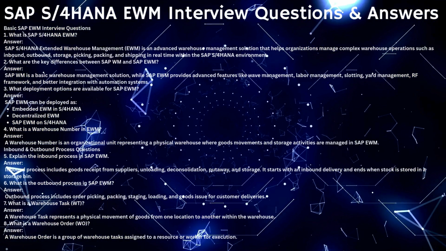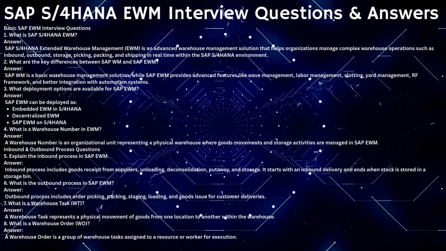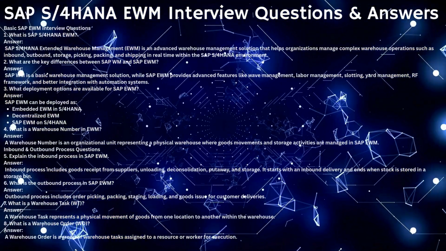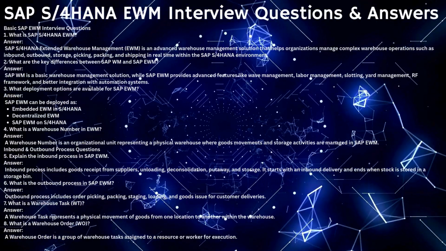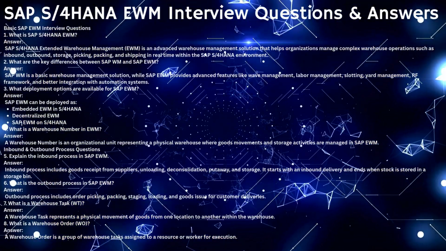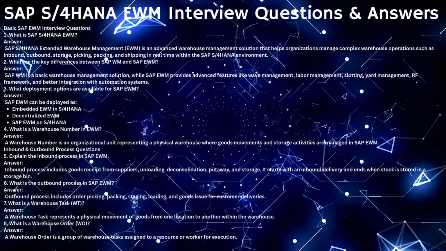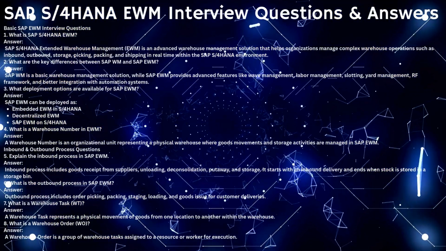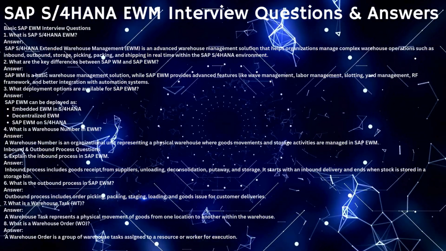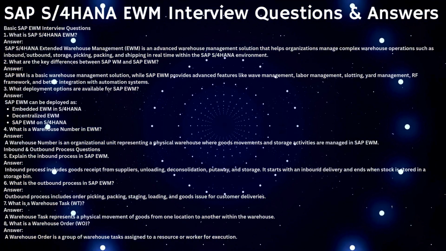2. What are the key differences between SAP WM and SAP EWM? Answer. SAP WM is a basic warehouse management solution, while SAP EWM provides advanced features like wave management, labor management, slotting, yard management, RF framework, and better integration with automation systems. 3. What deployment options are available for SAP EWM? Answer. SAP EWM can be deployed as Embedded EWM in S/4HANA, Decentralized EWM, SAP EWM on S/4HANA.